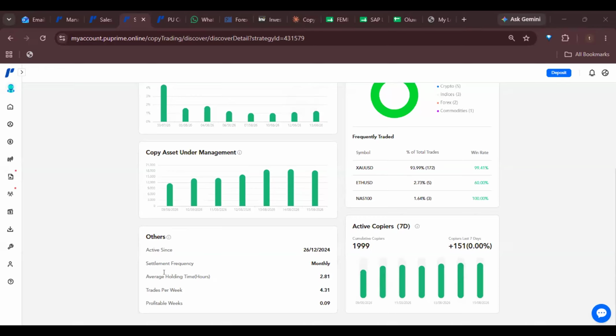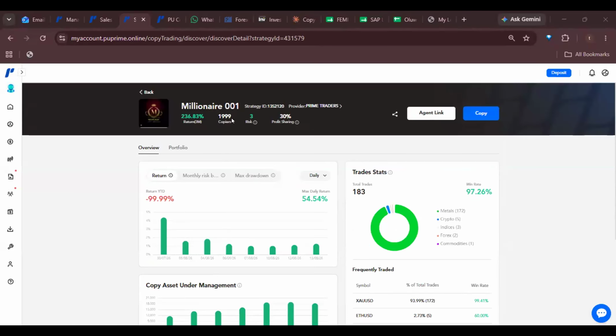With these cumulative copiers, another thing you need to look at is average holding time. Now, for this particular person, when it comes to the average holding time, of course, this is not more than 2 hours, stable week.